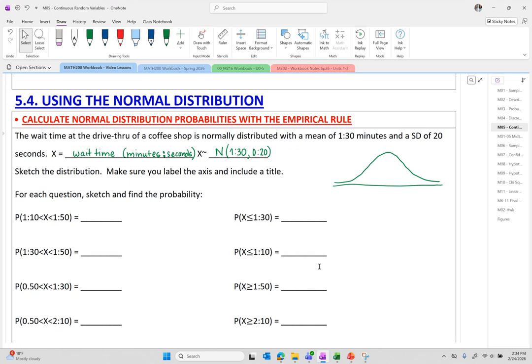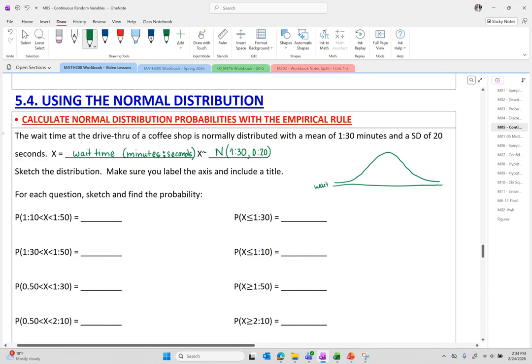When you sketch the distribution, you want to make sure that you label the axis. So this will be wait time in the form of minutes and seconds. The mean is 1 minute and 30 seconds, and it happens to be the median of the distribution, so it's in the middle, and also the mode, so it's under the highest peak of the curve. Then we do 3 tick marks to the right for the 3 standard deviations to the right, and 3 tick marks to the left for the 3 standard deviations to the left.